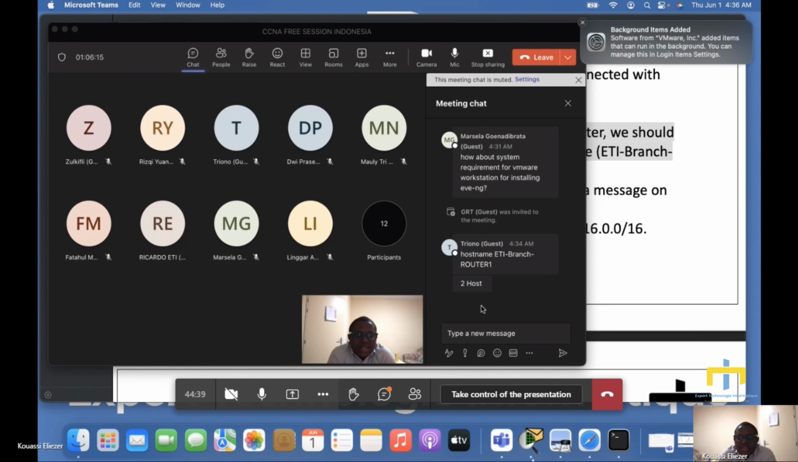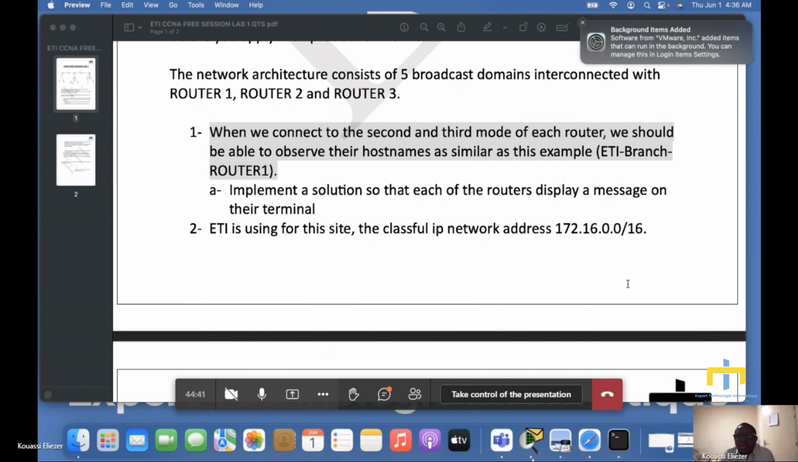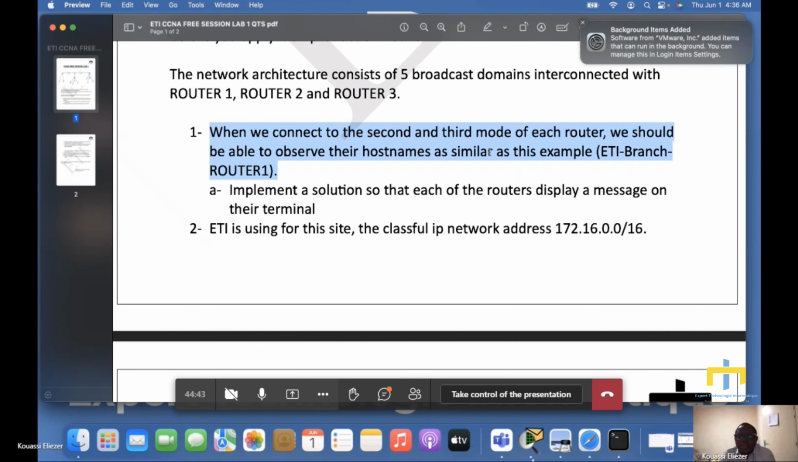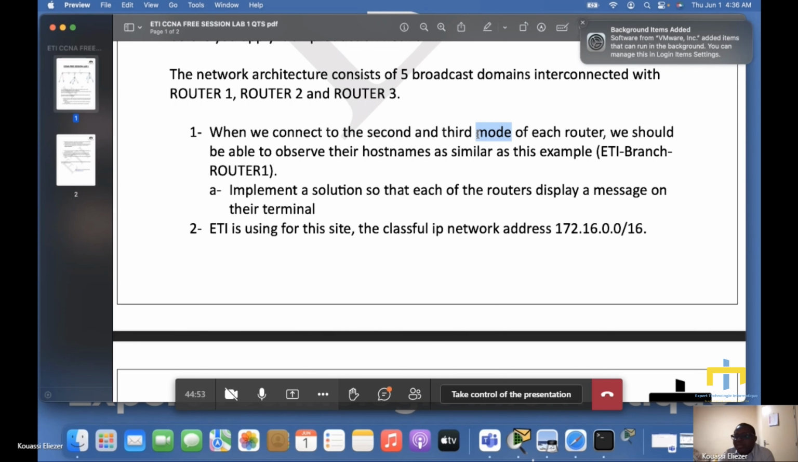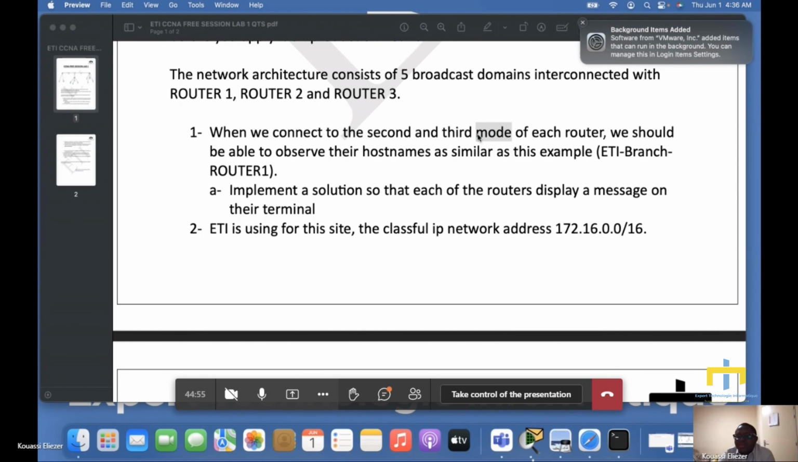The question I asked is how many modes? In my question, I say when we connect to the second mode and third mode of each router. So second and third mode. Even you see the answer is inside the question. It means the router has how many? The router has three modes in its terminal. Three modes.